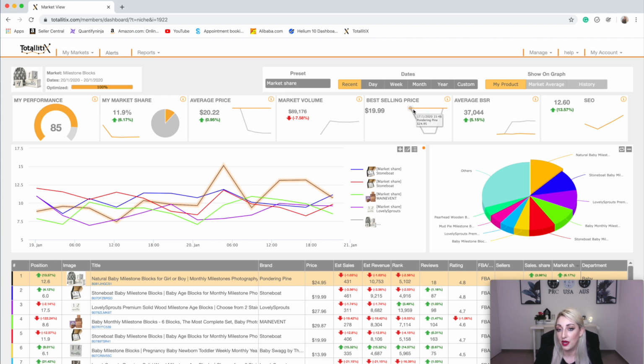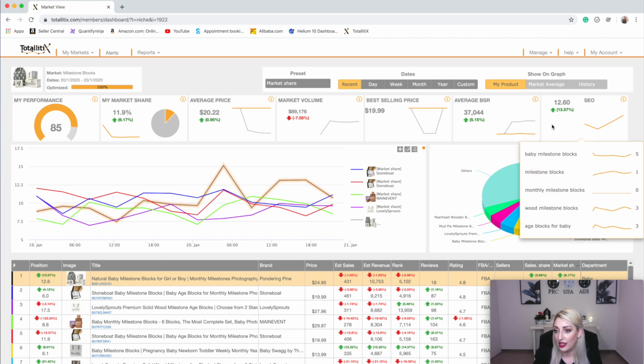And over here, you've got the best selling price. Again, the orange is my price, which has not changed since I started tracking this market. But I can see the best selling price, where it shows the dates and then Stone Boat, which would be these guys over here, and the pricing. You can see that the price actually went down and then back up. Something happened there, maybe they had a hijacker, I don't know. And then you've got the average BSR over here. Again, orange is my average BSR, and the gray is the overall market's average BSR.